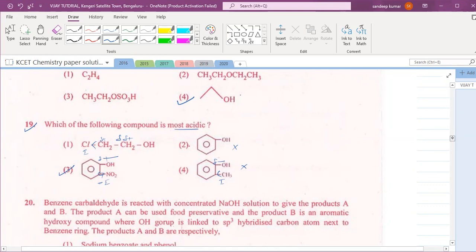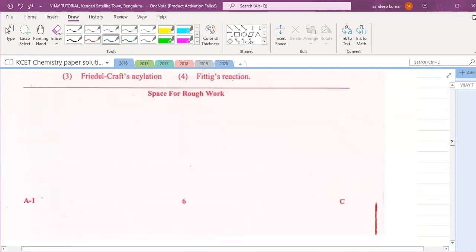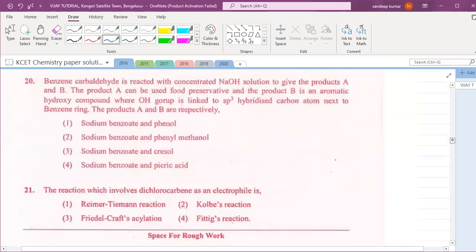Okay, next question. Question number 20. Benzene carbonaldehyde is reacted with concentrated NaOH solution to give the products A and B. The A product can be used as a food preservative and B is an aromatic hydroxyl compound, where the OH group is linked to the sp3 hybridized carbon.